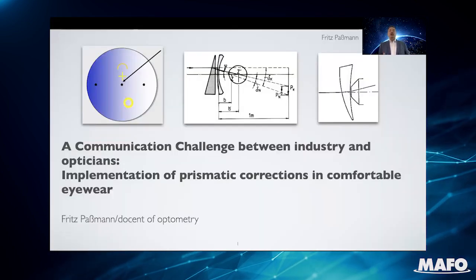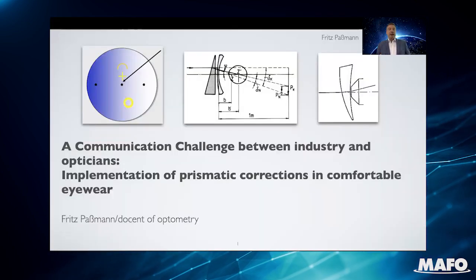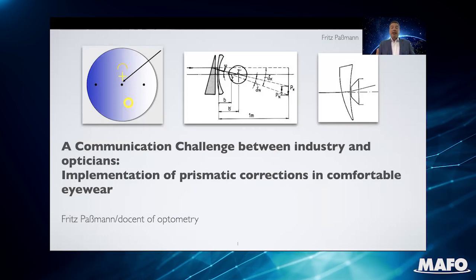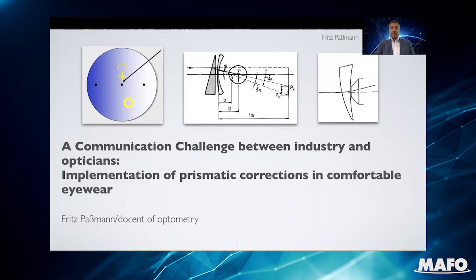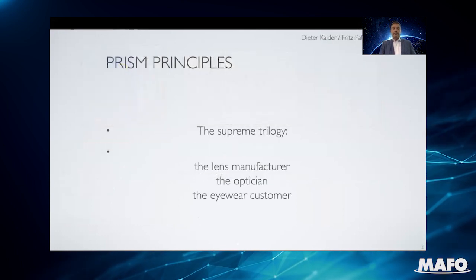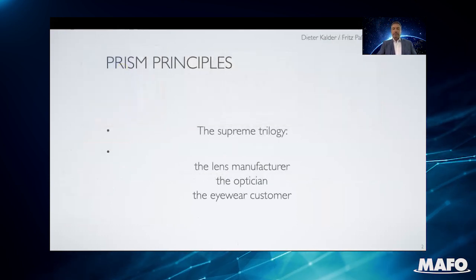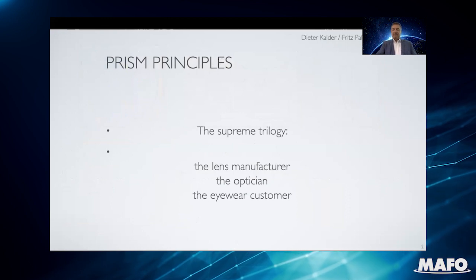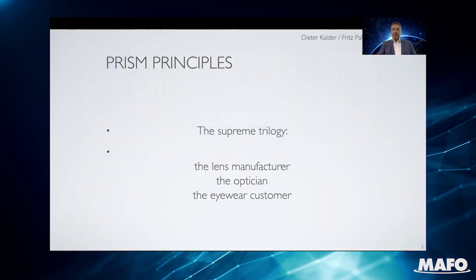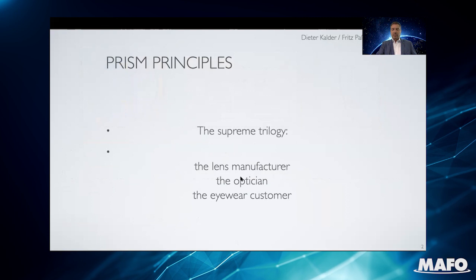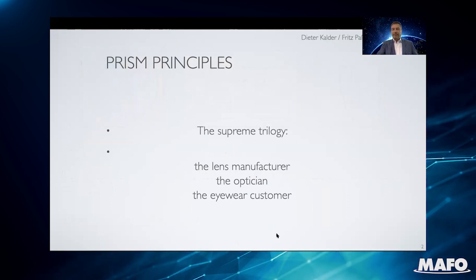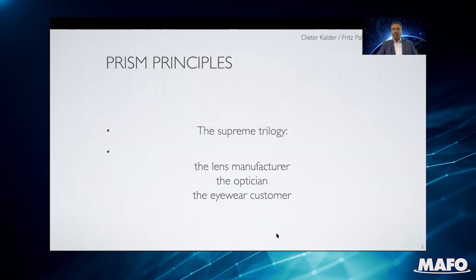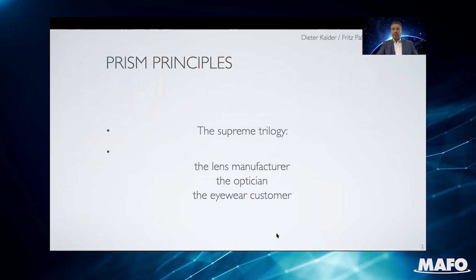A communication challenge between industry and opticians. Implementation of prismatic corrections in comfortable eyewear. There are three players in this game. We call this the Supreme Trilogy: the customer, the optician, and you. We all understand our role differently. Today, I will demonstrate how to bring the three elements together in order to elevate the customer experience.